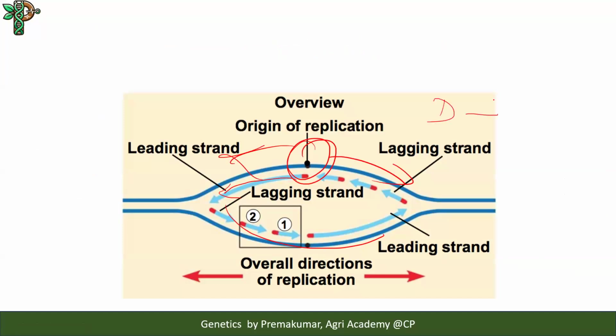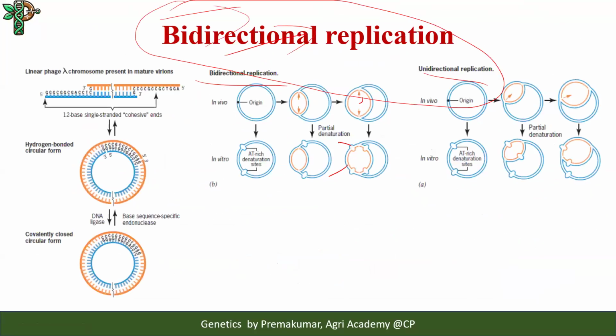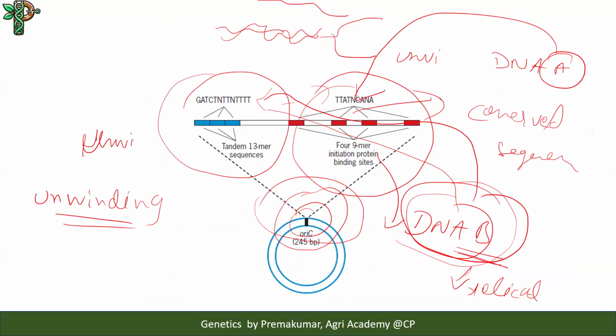If it is bidirectional, replication goes both ways; if it is only one direction, then it is called unidirectional replication. Please remember, DNA replication occurs through either unidirectional or bidirectional. But in many cases, DNA replication is bidirectional in nature. Only in some cases is DNA replication unidirectional. That we are going to discuss in coming slides.